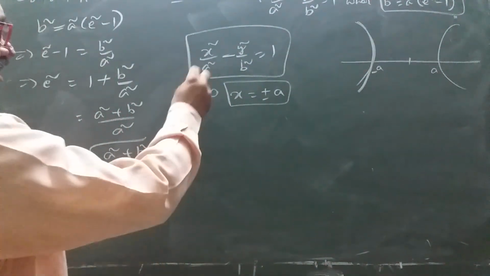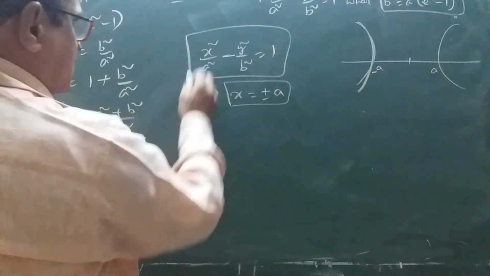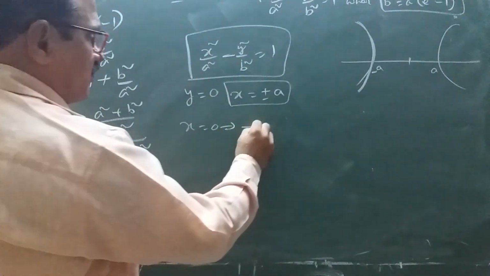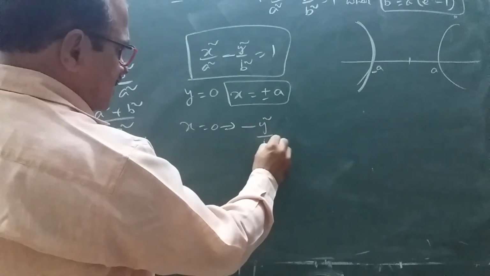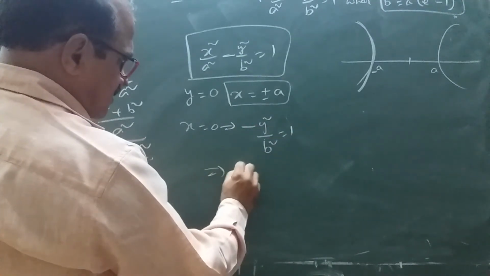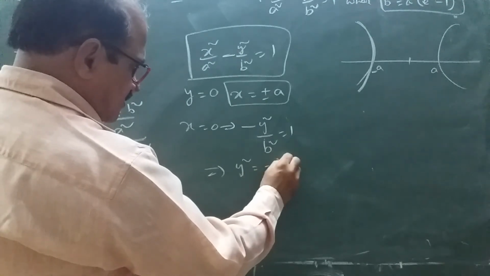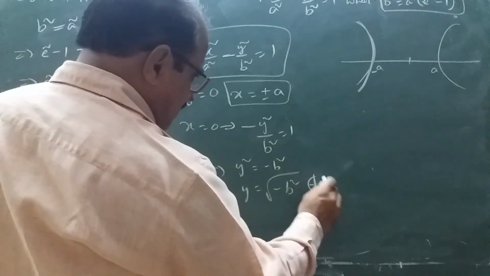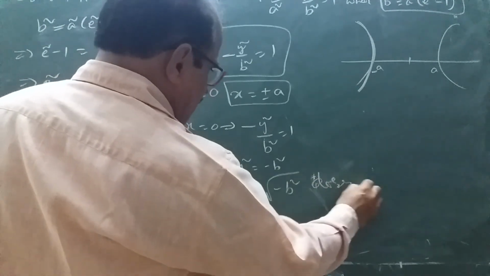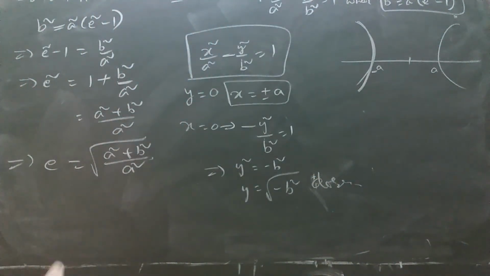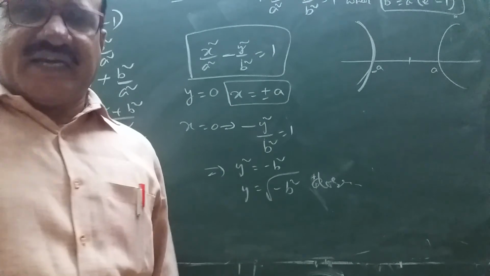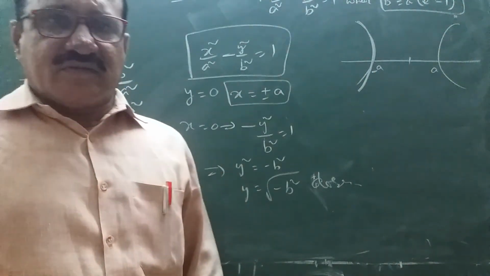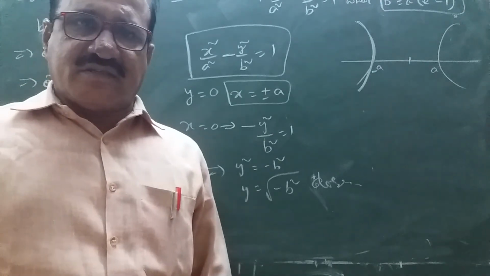Similarly, if you put x is equal to 0 for the y-axis, then what will happen? Minus y square by b square is equal to 1. That implies y square is equal to minus b square. y is equal to root of minus b square, which does not exist. That means it does not intersect the y-axis. You have to observe these two things.